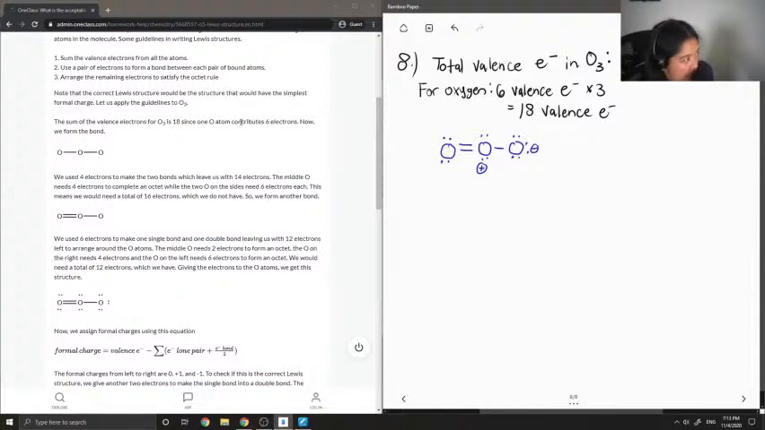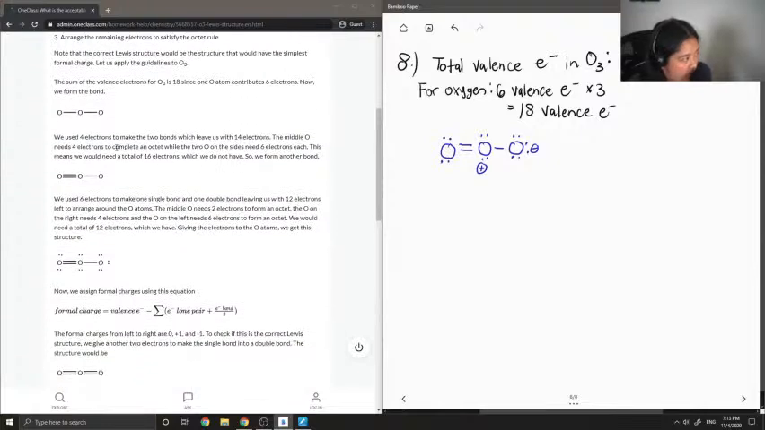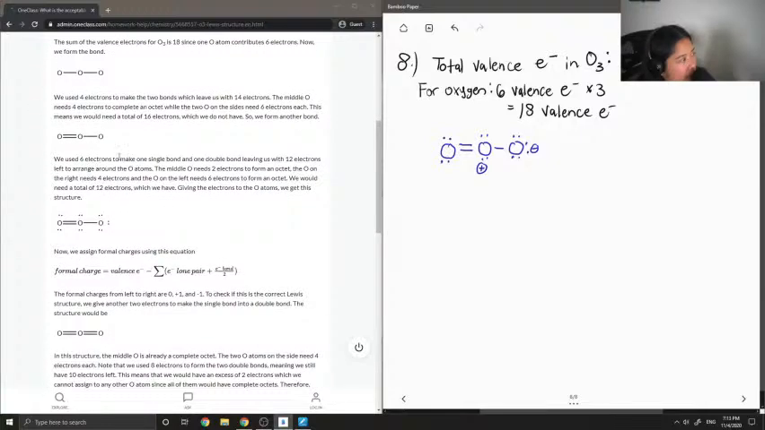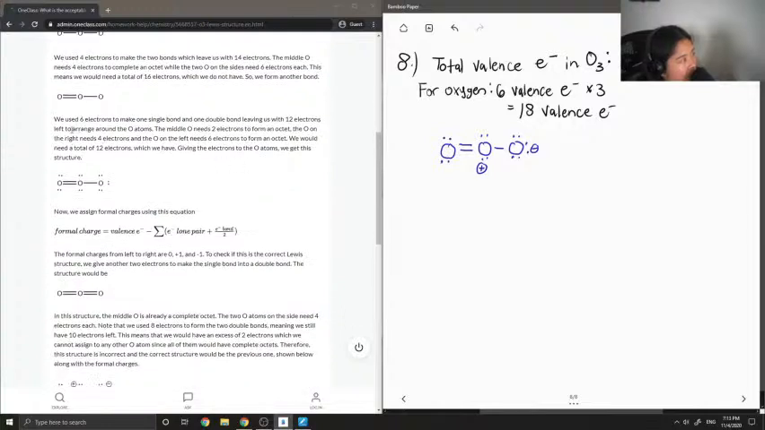Now we form the bond. So they used 4 electrons to make the 2 bonds, which leaves us with 14 electrons. The middle oxygen needs 4 electrons to complete an octet, while the other 2 oxygens on the sides need 6 electrons each. This means we would need a total of 16 electrons, which we do not have. So we form another bond. We use 6 electrons to make one single bond and one double bond, leaving us with 12 electrons left to arrange around the oxygen atoms.